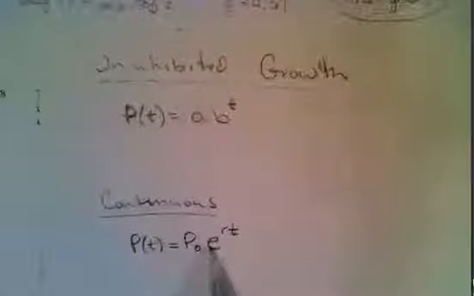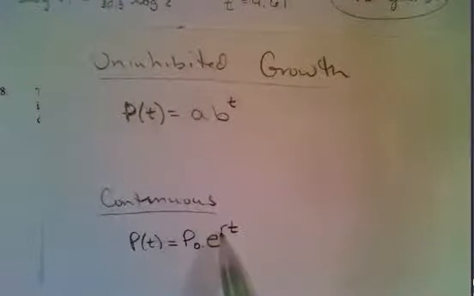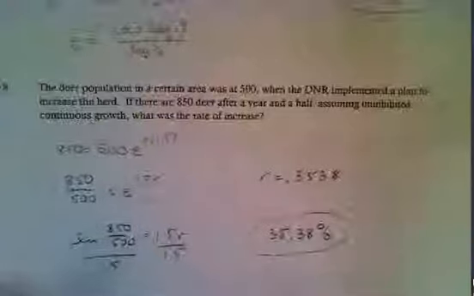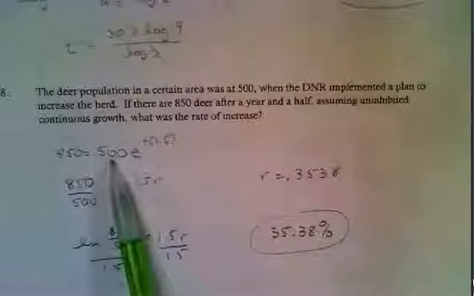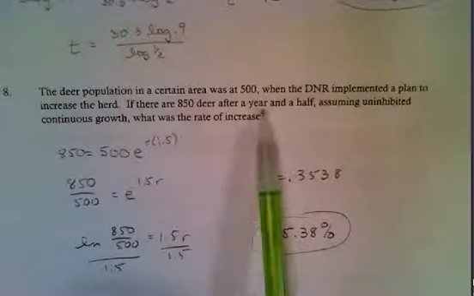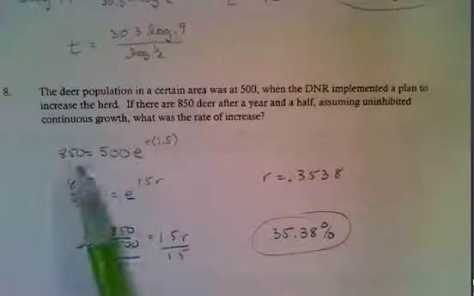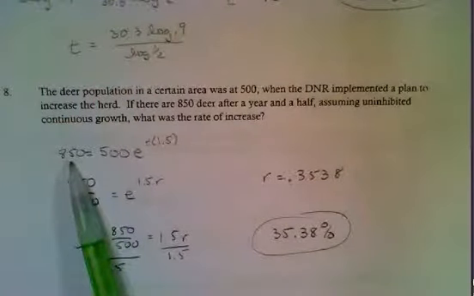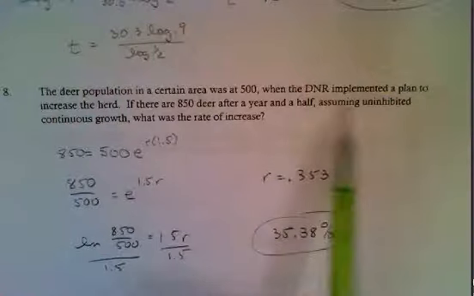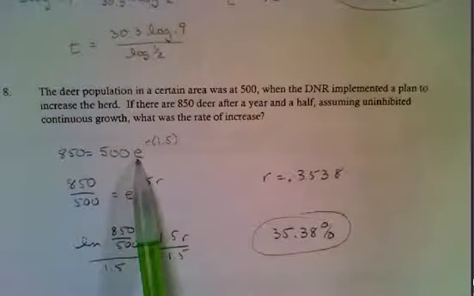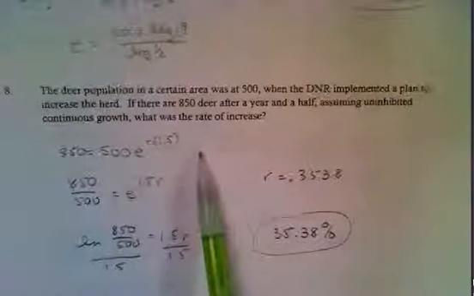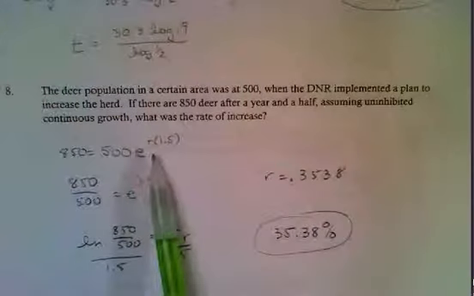PERT one, P is the initial amount, e is the number e raised to the rate times time power, and time is in years. So if you look at this one, it says the deer population in a certain area was 500, so that's your initial amount. If there were 850 deer after a year and a half, so my time is 1.5 years, I have 850 deer. And it says assuming uninhibited continuous growth, so that's why I used e. But again, if you want to use the a times b to the t one, that would be fine as well.